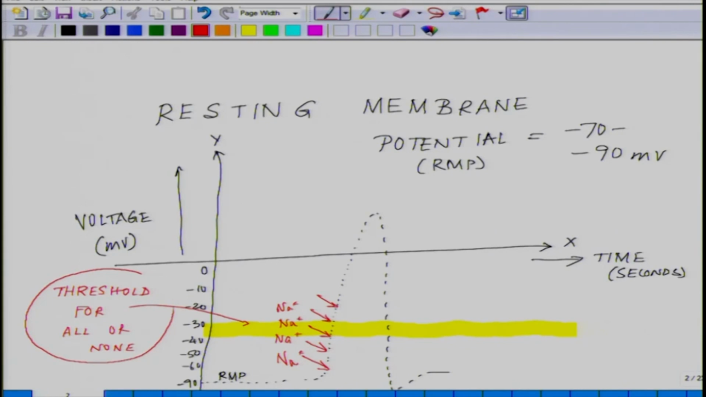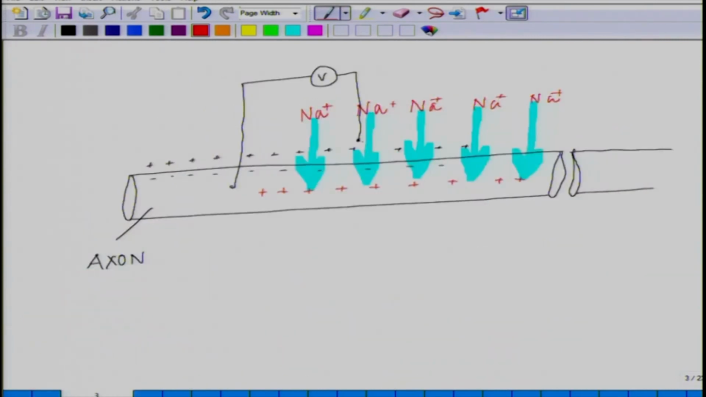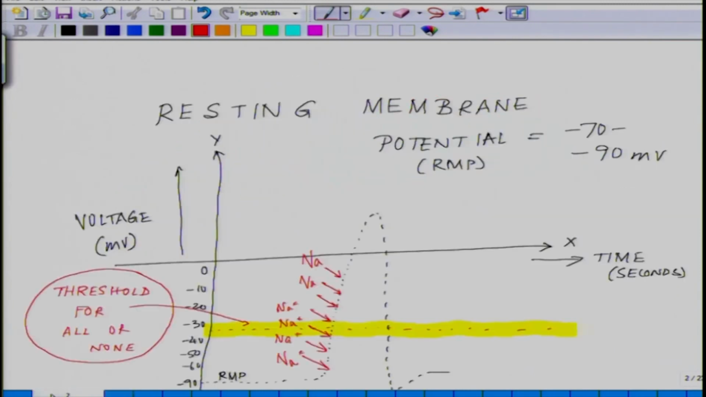So, what does that essentially mean? If the membrane reaches this zone because of the entry of the positive charges, at this stage there is no stopping. This will promote more and more entry of sodium into the system. If you look at this diagram, this is followed by more and more sodium entry here, so much so that it overshoots the 0. So, here is your 0 zone.